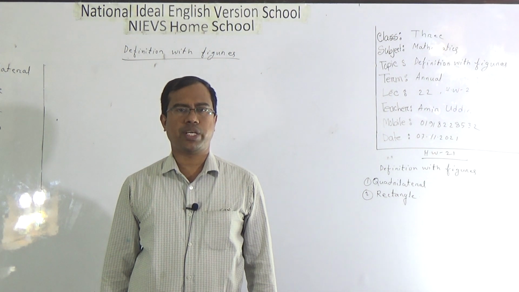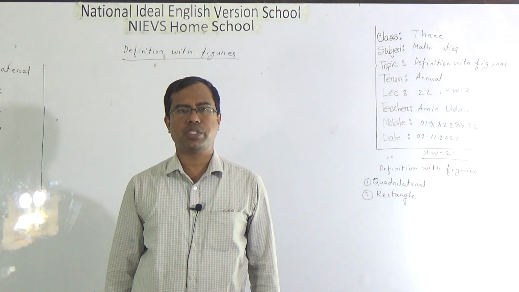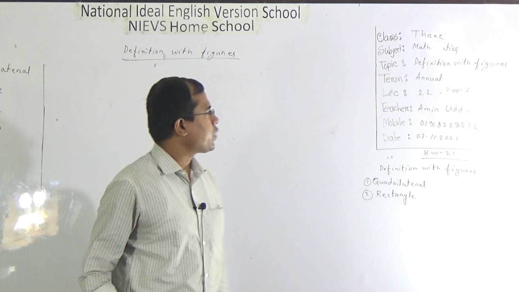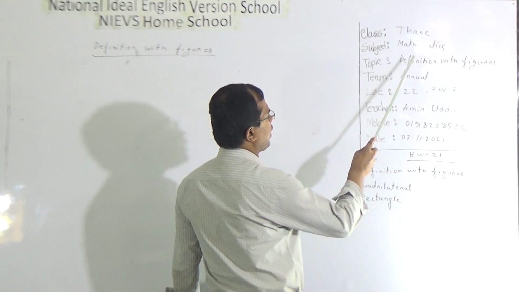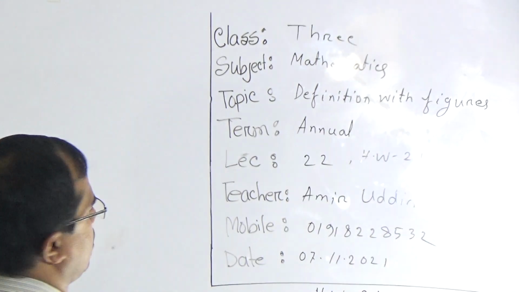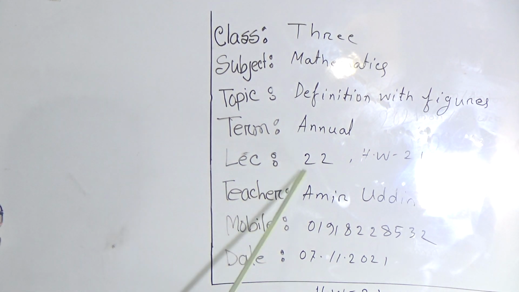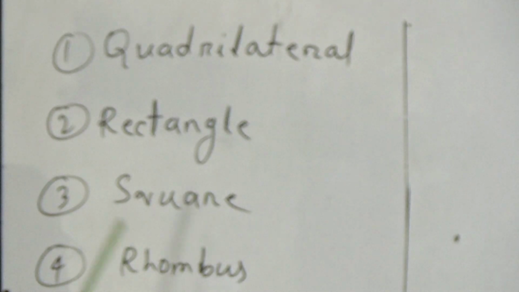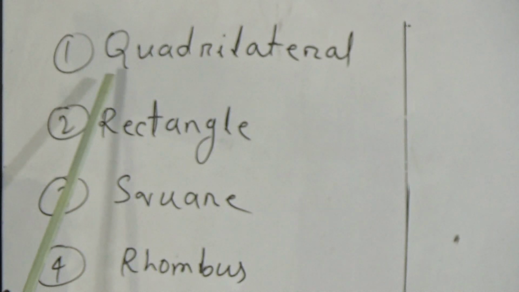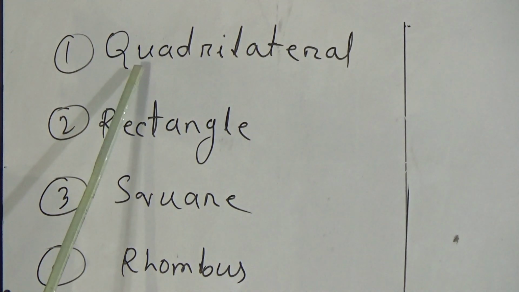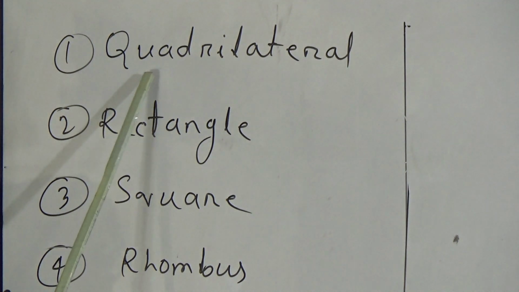Dear students, today I am going to take a math class for the students of class 3. Our today's topic is definition with figures. This is lesson number 22 and HW number 21. Okay, dear students, now let us start our today's class. Today we will write the definition of, and draw the figure of three regions.